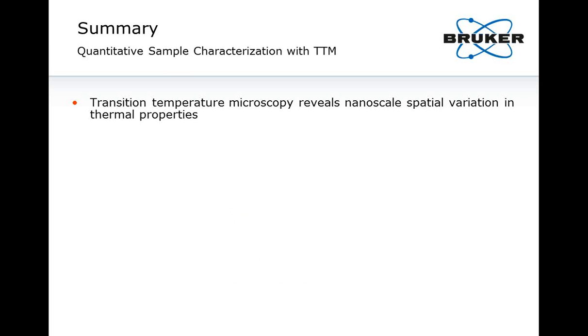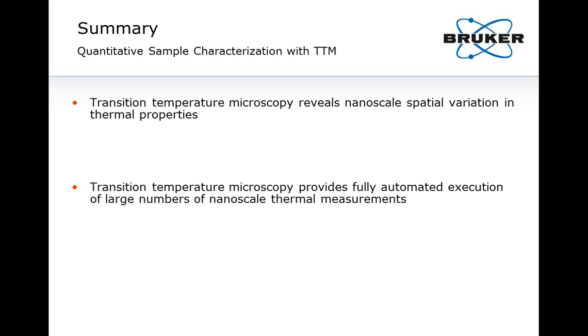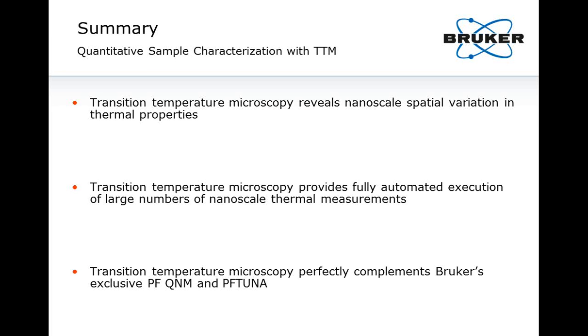So in summary, you've seen that transition temperature microscopy really is a tool. It really brings nanoscale thermal analysis to the next level, where it can show a spatial variation in thermal properties. It's a means to execute a large number of nanoscale measurements rapidly. And it is a tool that complements Bruker's PeakForce QNM and PeakForce Tunneling AFM. So the thermal analysis starts to become quantitative and complement the mechanical and nanoelectrical characterization.